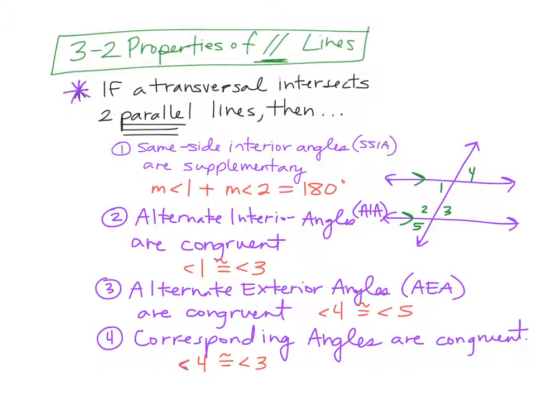So here's the trick. Notice what's happening in all of these. It said alternate interiors are congruent, alternate exteriors are congruent, corresponding angles are congruent. So most of them are congruent. The only one that's not is your same side interior angles, and those are supplementary. So here's how I always tell people to keep it straight, which one is which. Same side interior angles, that's an S, right, are supplementary. So the S's stick together. Everything else is congruent. Does that make sense? Okay.